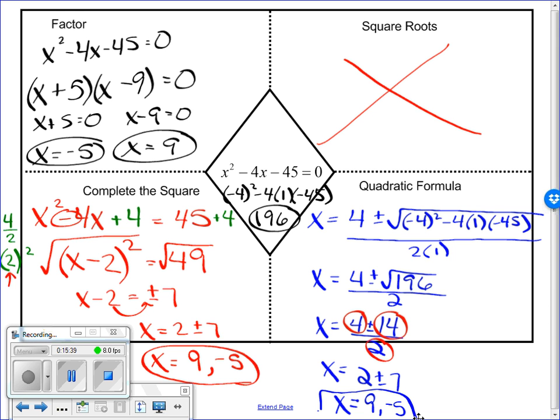All right, so let's kind of recap a little bit. So we have completing the square and square roots. Can I ever do them both? No, I can always do one or the other. Which ones are the two that you do not set equal to 0?